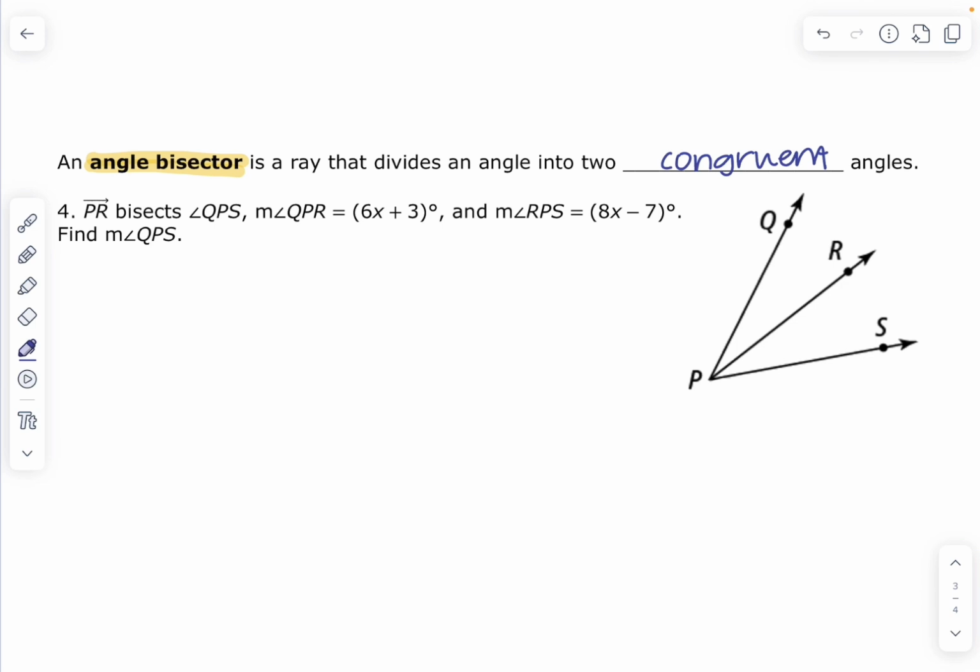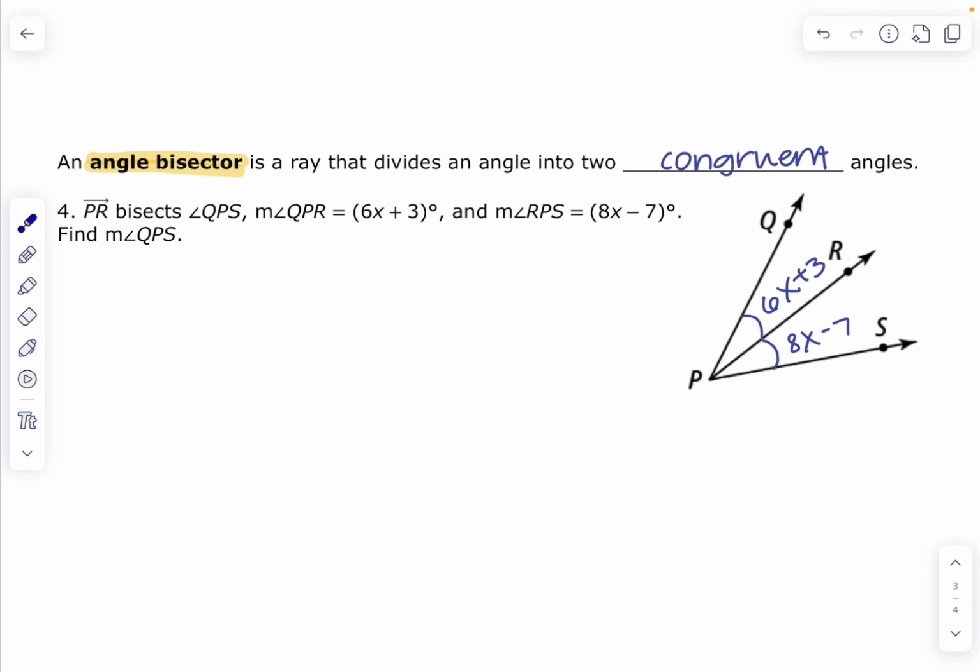All right, so let's label this diagram. I think that's going to be helpful. It said QPR right here is 6x plus 3, and that RPS is 8x minus 7. Because it says that ray PR bisects this entire angle here, we know that those two are equal to each other based off of our definition above.